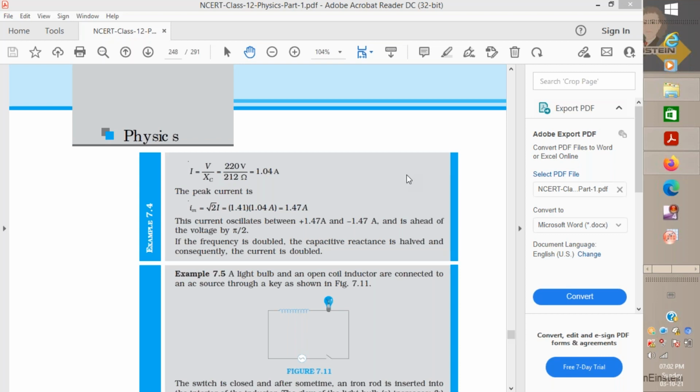That day we'll discuss in detail what happens to the current and voltage when we apply an AC signal to a resistor. And maybe the phasor diagram we'll learn that day: what a phasor diagram is and how we can produce an AC signal by the rotating vector method.